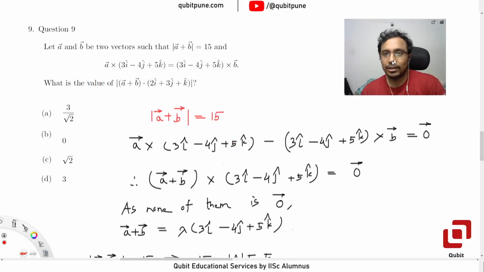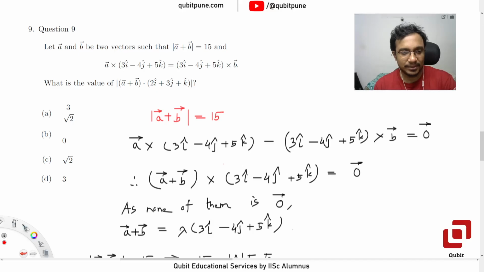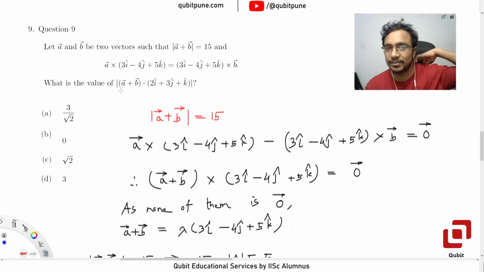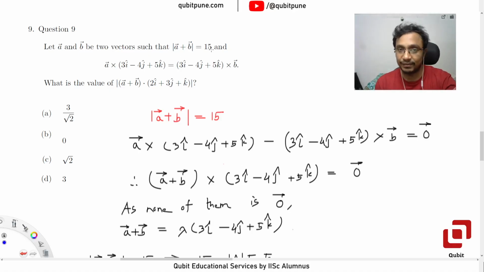How many of you got question 9? I like this question because the idea was unique. I have never seen the anti-commutative property of cross product being used. So it said let a bar and b bar be two vectors such that the magnitude of their addition is 15, and a bar cross this is equal to 3i minus 4j plus 5k cross this.